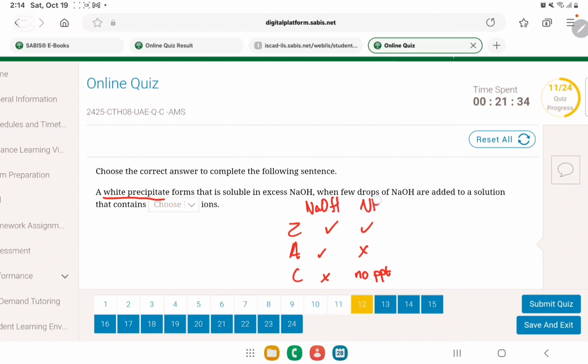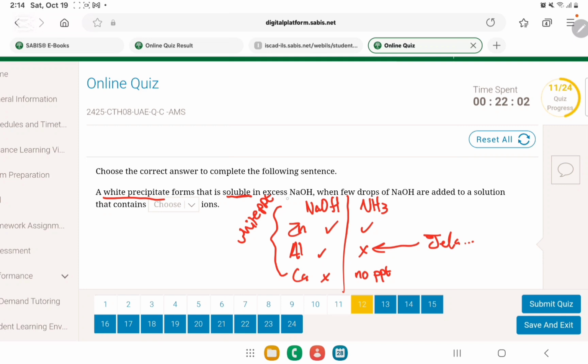NaOH, and then NH3. Just add a line in the middle, Zn, Al, Ca. Okay, so here, this whole thing is all white precipitate. They all give off white precipitate except here, because obviously it says no precipitate. And the one that has a gelatinous precipitate is Al, gelatinous.